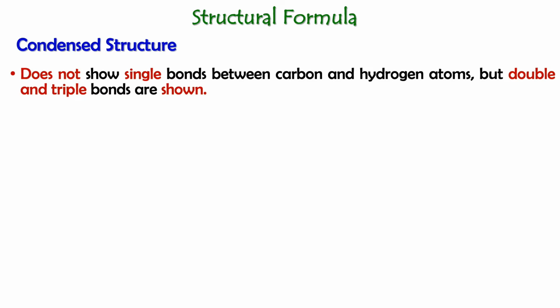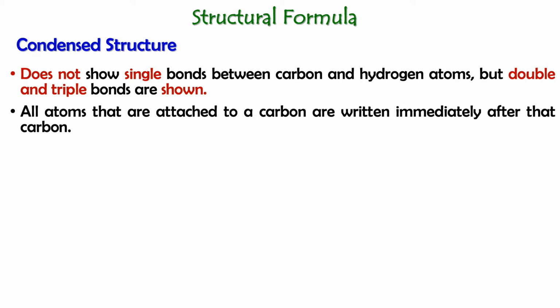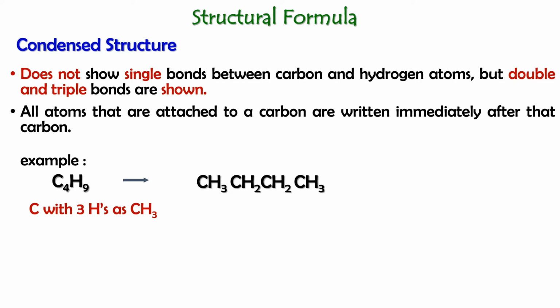Next, we are going to look at the condensed structure. Condensed structure is a structure where it does not show single bonds between carbon and hydrogen atoms, but double and triple bonds are shown. All atoms that are attached to a carbon are written immediately after that carbon. For example, if we have a C4H9 molecule, the carbon atom with 3 hydrogens will be written as CH3. So, the condensed structure of this molecule would be CH3, CH2, CH2, CH3. So this is the condensed structure of the molecule.